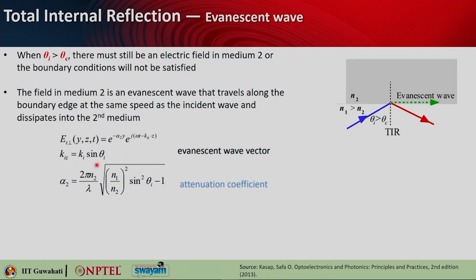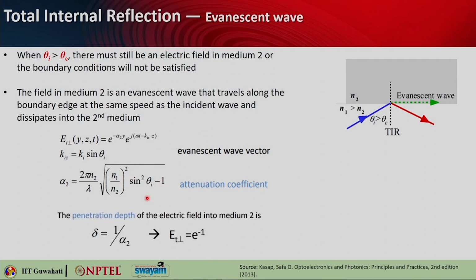That is basically the sine component of the incident wave vector, right? And alpha 2, as I mentioned, is basically the attenuation coefficient that can be calculated as 2 pi n2, where n2 is the refractive index of this medium, over lambda, the wavelength in vacuum, into the square root of (n1 over n2) whole square sine square theta I minus 1. So this is how you get the attenuation coefficient.